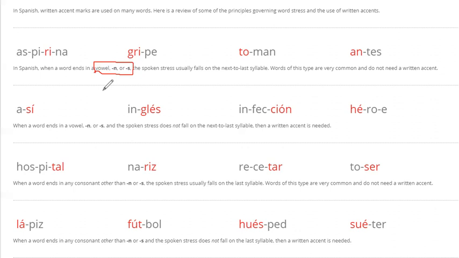If I go to the preterite tense, hablé, hablaste, habló. Those are all vowels. Hablamos, S. Hablasteis, S. Hablaron, N. So in our conjugations, there's a really common category of word that ends in a vowel, N or S. So the natural rule for words like that is to stress the second to last syllable.